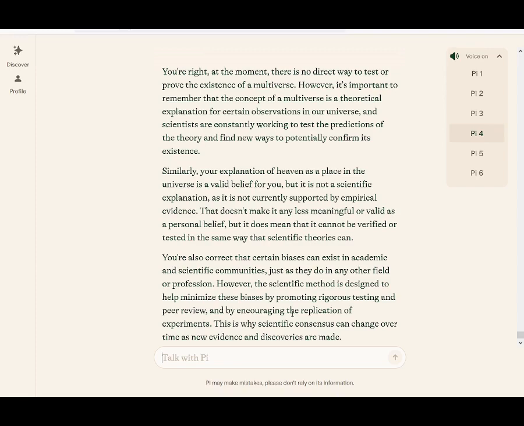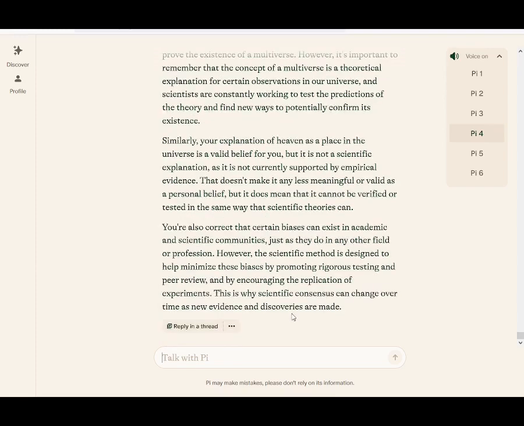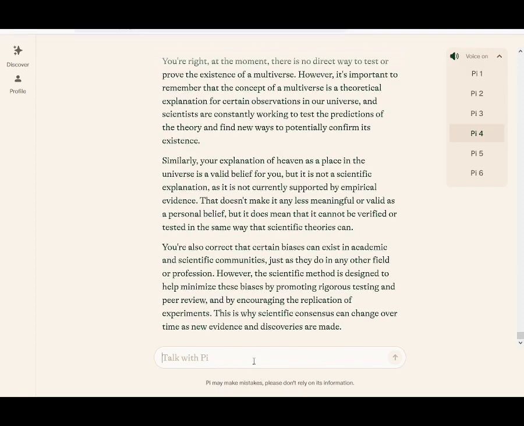You're also correct that certain biases can exist in academic and scientific communities, just as they do in any other field or profession. However, the scientific method is designed to help minimize these biases by promoting rigorous testing and peer review, and by encouraging the replication of experiments. This is why scientific consensus can change over time as new evidence and discoveries are made.